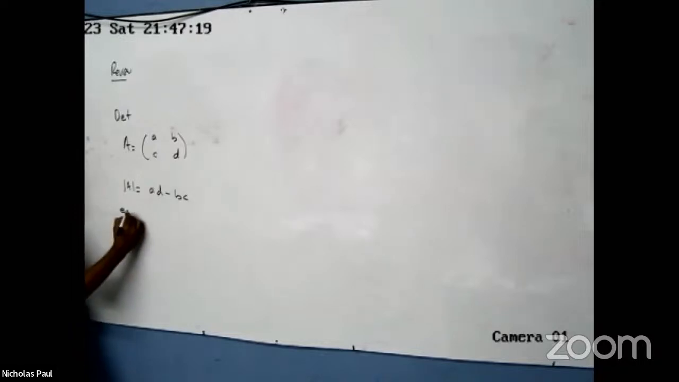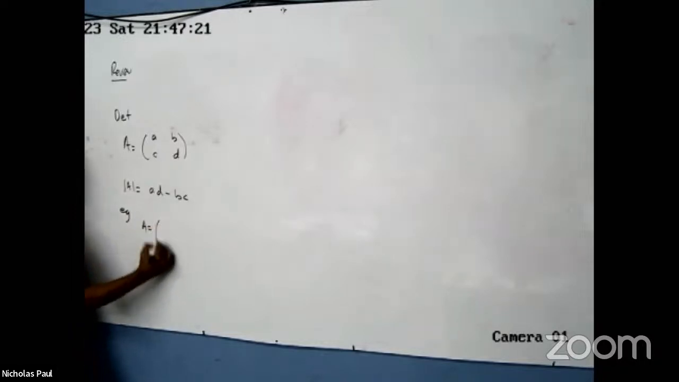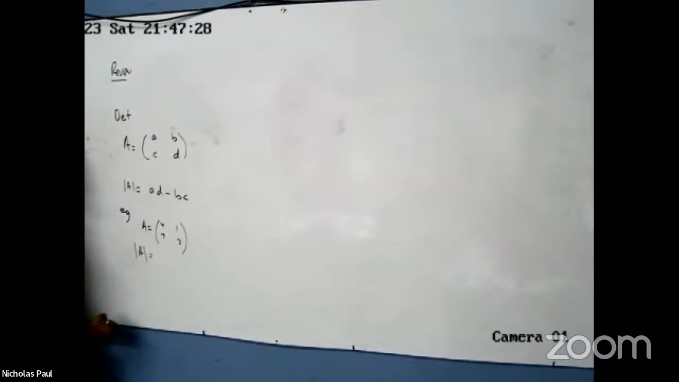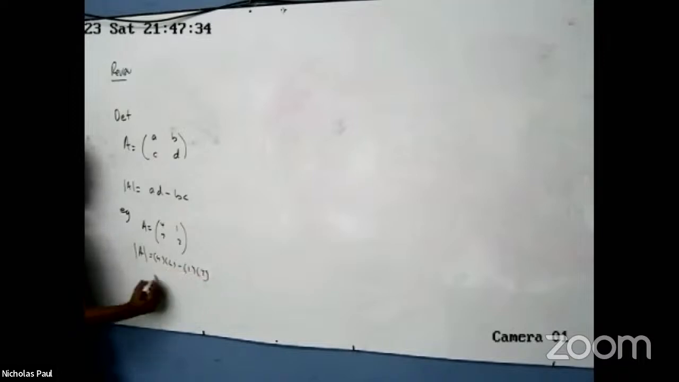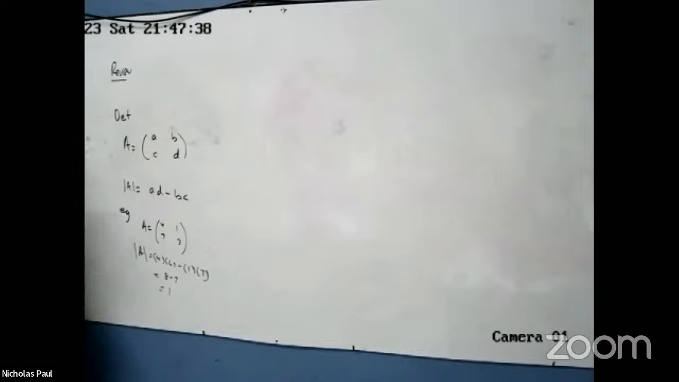Quick example. If I give you [4, 2; 1, 7], the determinant of A is this: 4 by 2 minus 1 by 7. So that's 8 minus 7, which is 1. Right? That's how you find the determinant.